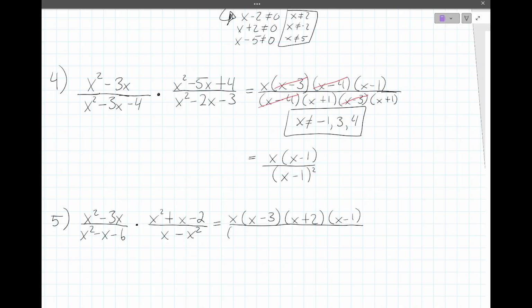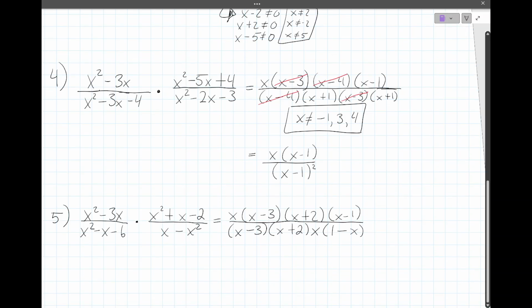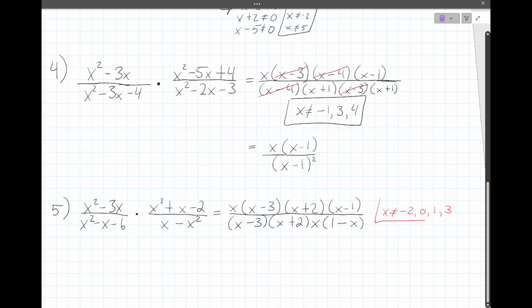On the bottom, this is going to be FOIL it, x minus 3, x plus 2. Right, so make sure that you check your foiling. Make sure that everything is what you think it is, x and 1 minus x. At this point, let's just get our restrictions. X cannot equal, well, it looks like 3, negative 2, 0, and 1. So negative 2, 0, 1, and 3. I just like to write it from smallest to largest, so most negative to most positive. So those are my restrictions.